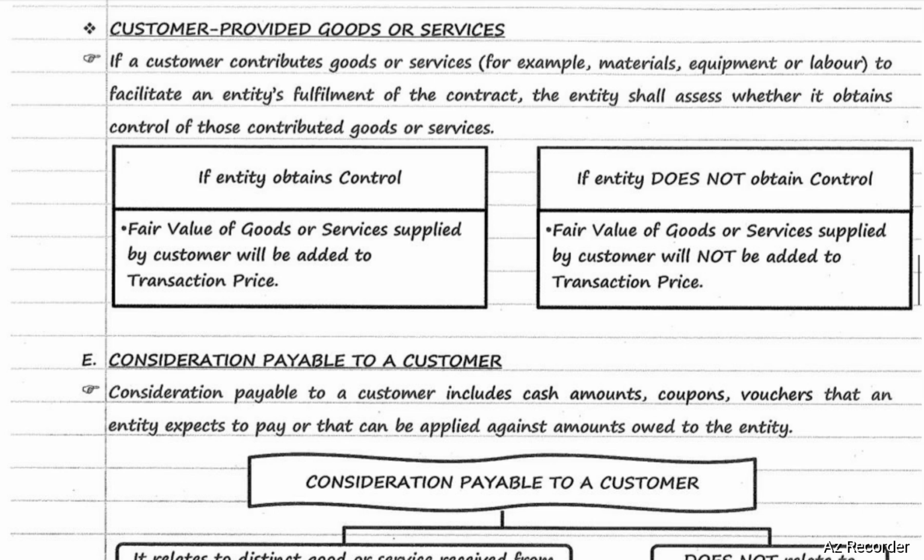If entity obtains control, then fair value of goods or services supplied by the customer will be added to the transaction price. If entity does not obtain control, then fair value of goods or services supplied by the customer will not be added to the transaction price. So if control is obtained, it will be added to transaction price. If control is not obtained, it will not be added to transaction price.